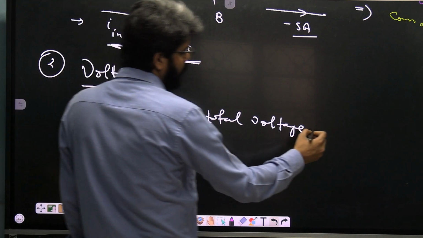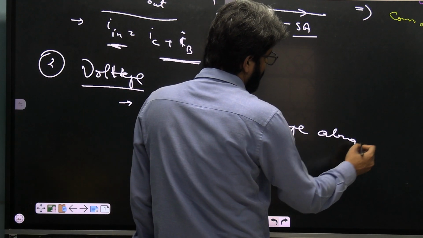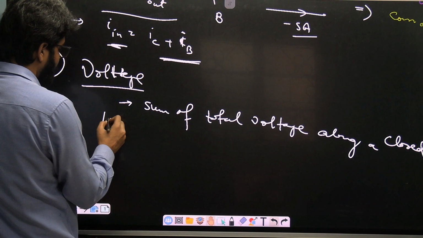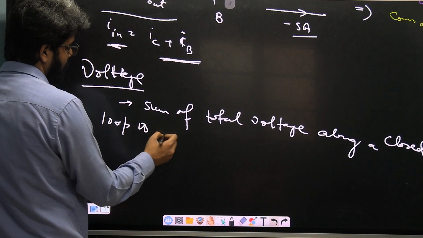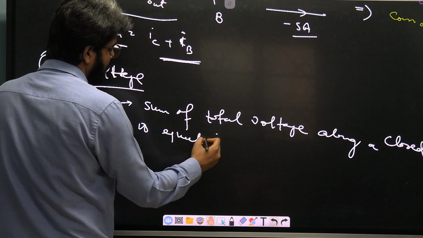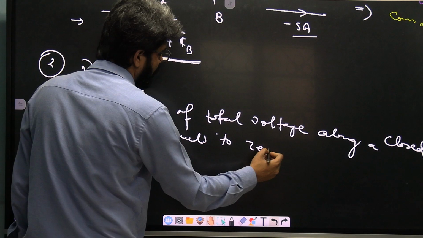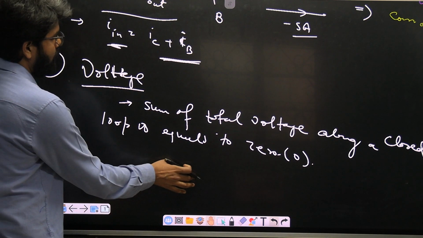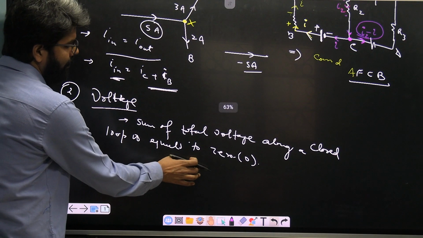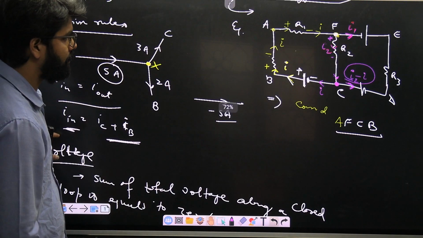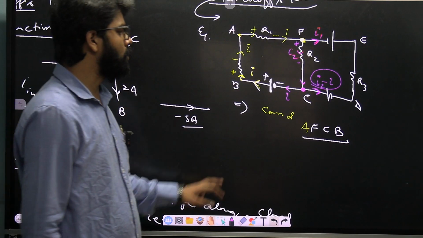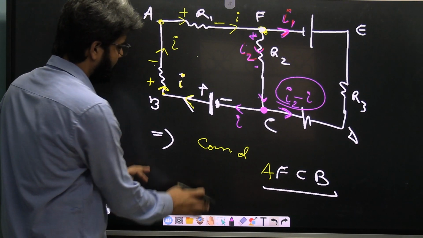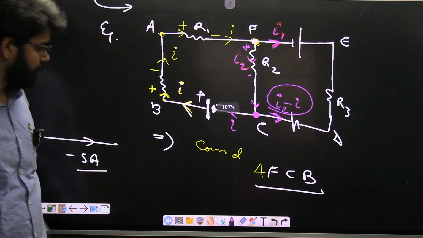So the sum of the total voltage along a closed loop is equal to 0. That is it, 0. How do you get this and how will you measure this voltage? I have a very simple theory for that. You have already considered this loop. Here it is, the loop. Now what you have to do is consider any point along that loop.